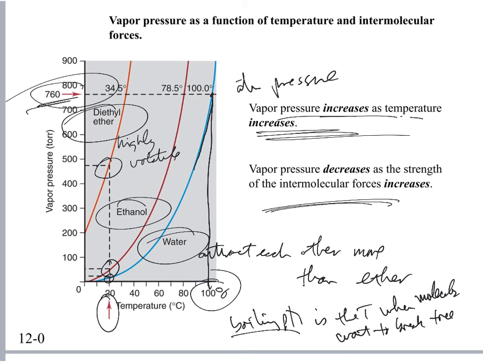Basically, if you heat up water to 100 degrees Celsius, the molecules have so much kinetic energy that they break free from any intermolecular force.